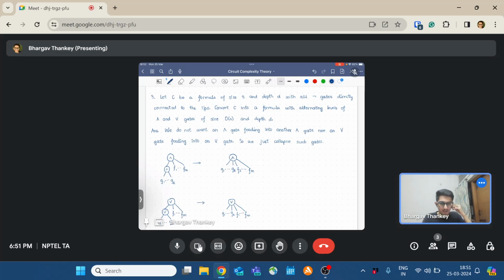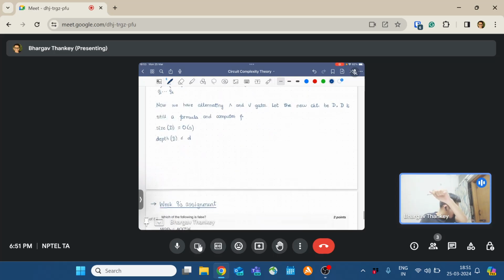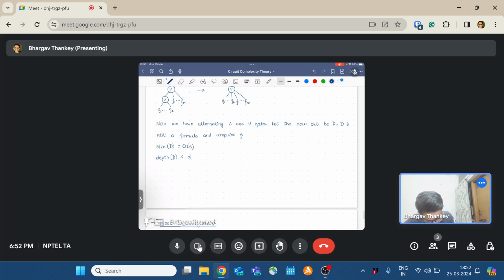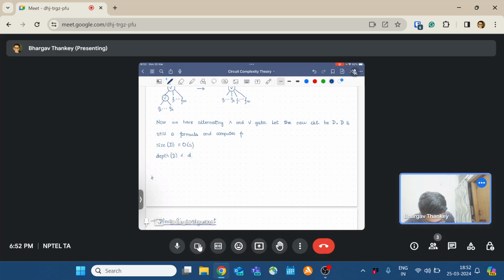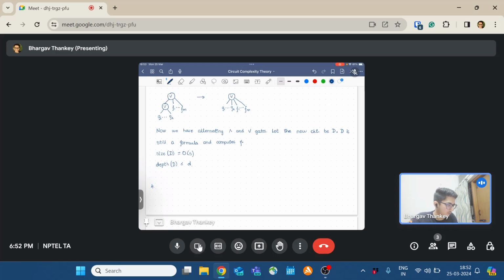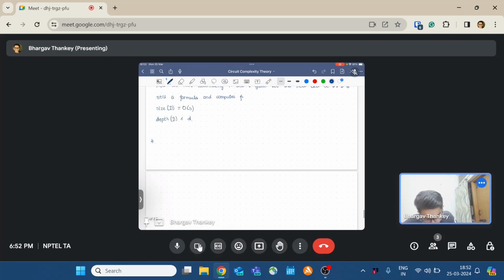Yes, now let's look at the next problem. Yes, the next problem is the following. So the main result that we saw this week was that parity is not in AC0. What we'll now see is that using parity not in AC0, we can also show that majority is not in AC0.